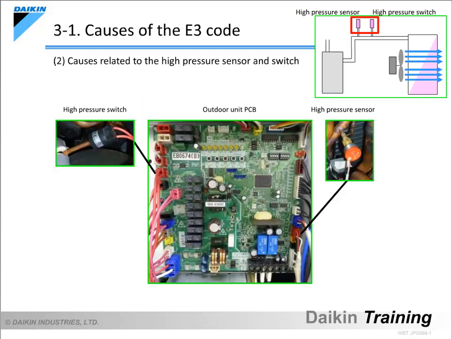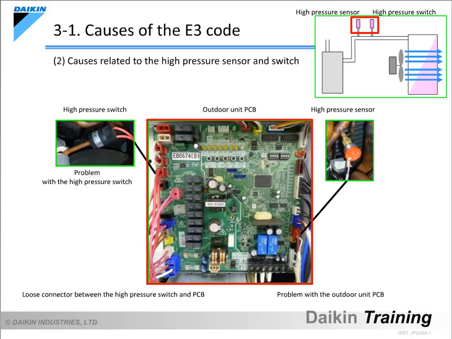E3 is the malfunction code displayed when the high pressure switch is activated. The possible causes are a problem with the high pressure switch itself, a loose connector between the high pressure switch and the outdoor unit PCB, or a problem with the outdoor unit PCB.